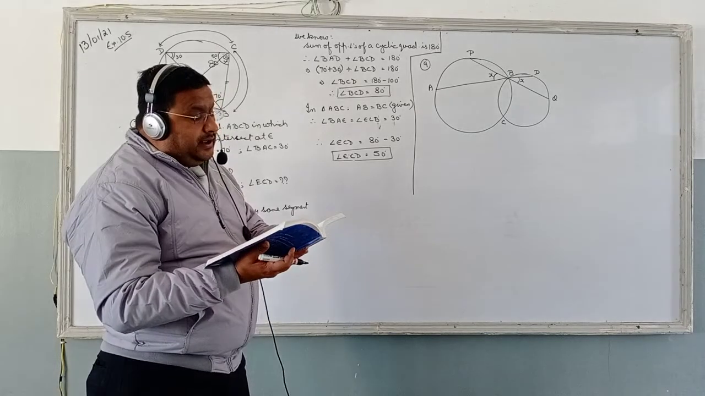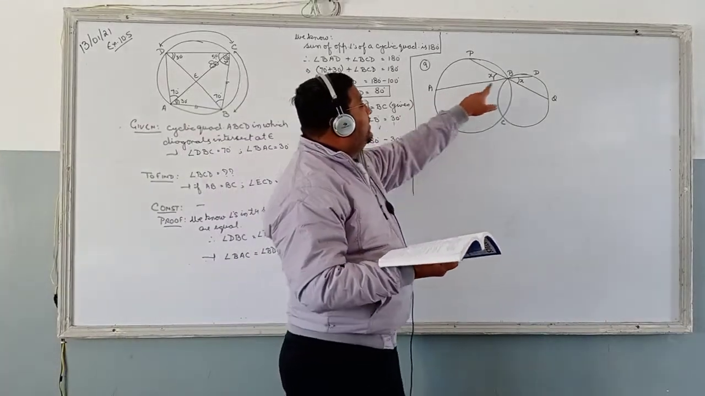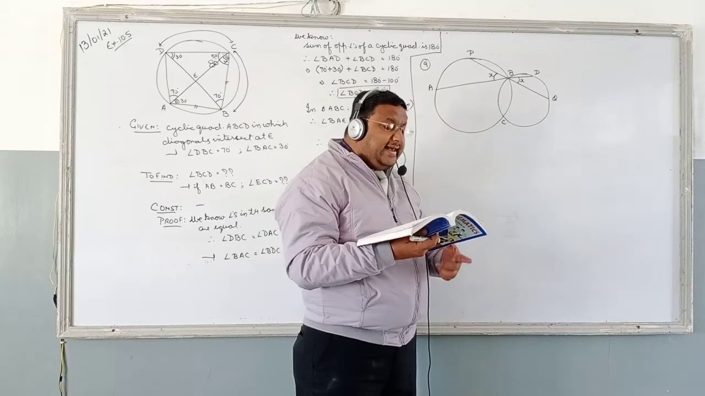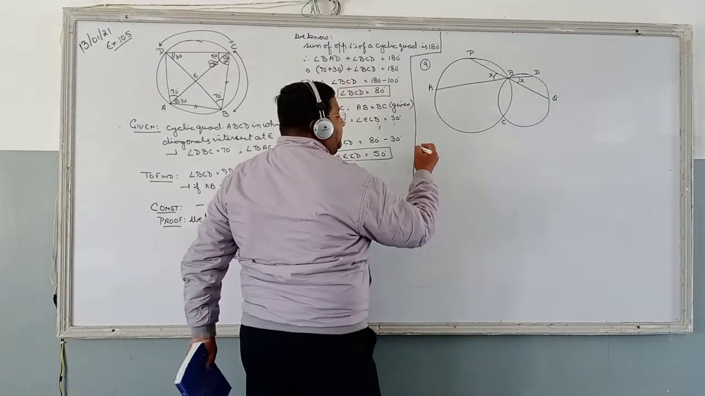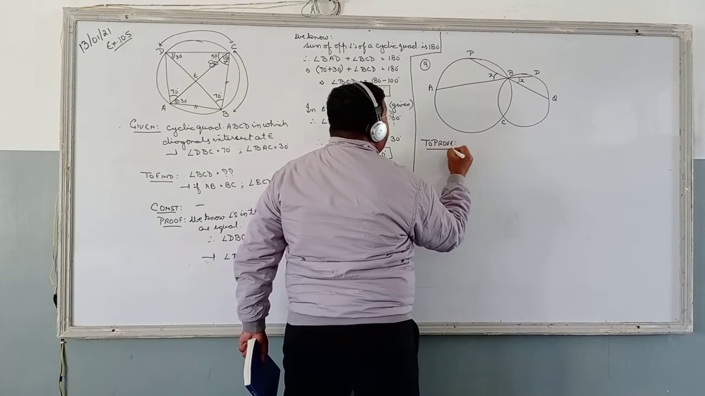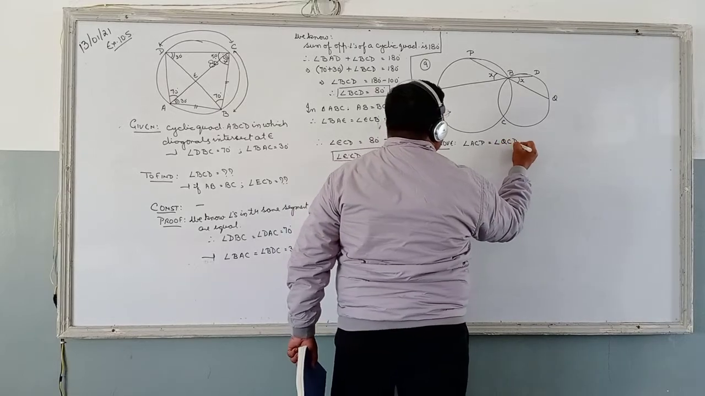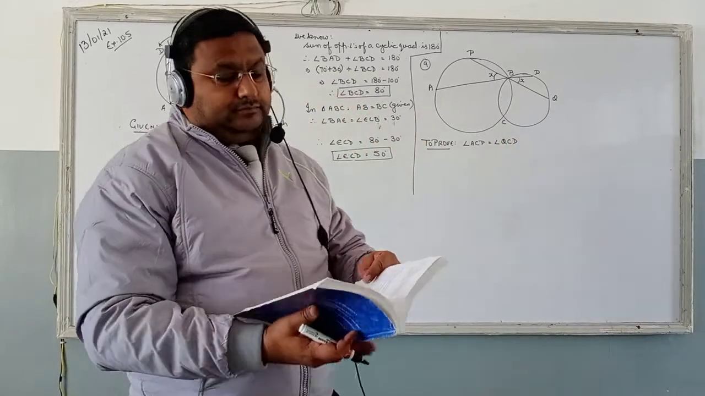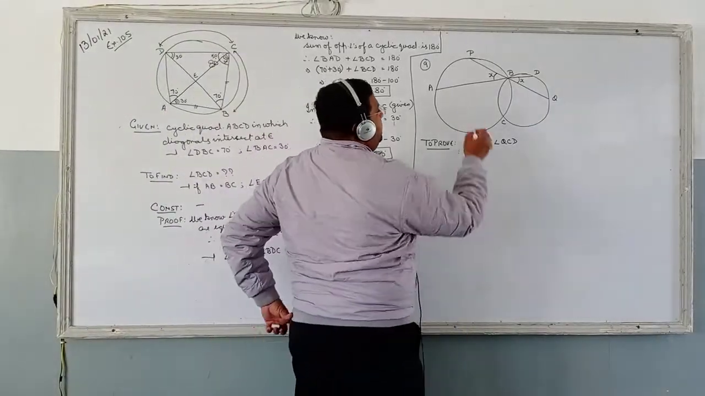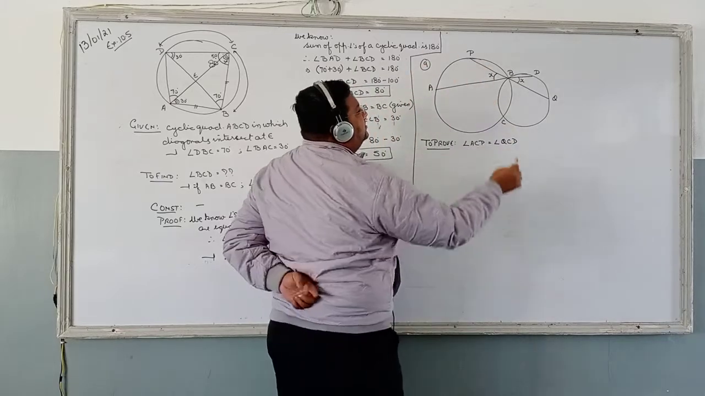Then he says the lines are drawn to intersect the circles at A, D, P, and Q. Prove that angle ACP is equal to angle QCD. What we have to prove is angle ACP is equal to angle QCD. Right? Observe. Where is ACP? A, C, P.